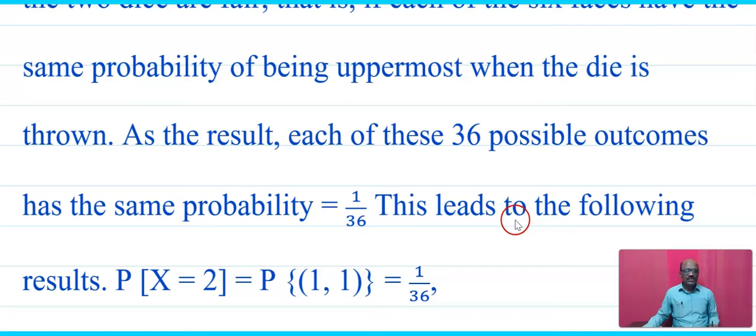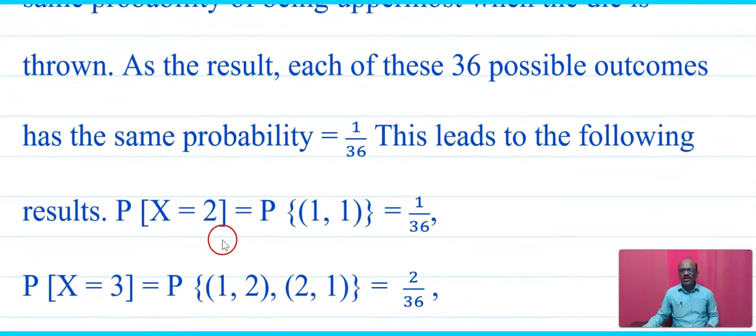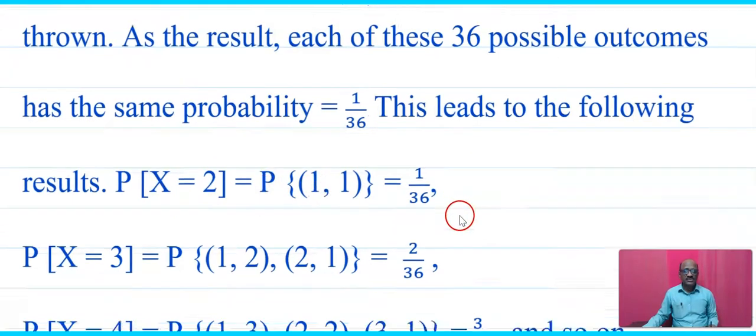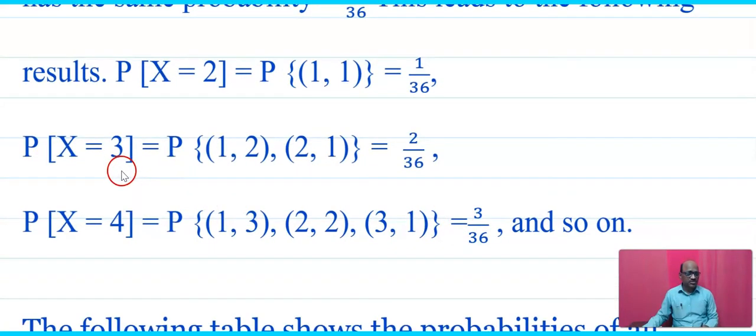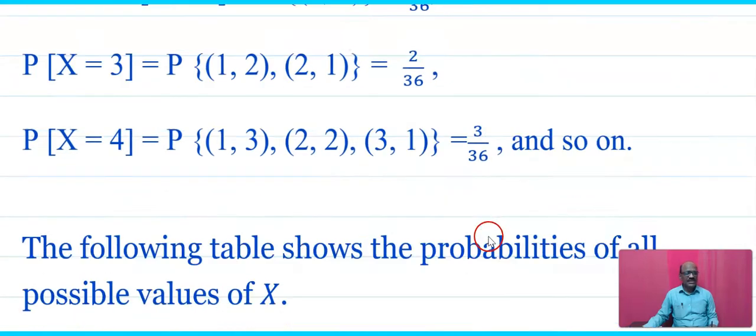This leads to the following result. P of capital X is equal to 2. Then what is its sum? P, that is (1, 1). It's the probability 1 upon 36. P of capital X is equal to 3. That sum is 3. Then what are the points? That is (1, 2), (2, 1). Then it is 2 upon 36. P of capital X is equal to 4. Then (1, 3), (2, 2), (3, 1): 3 upon 36, and so on.